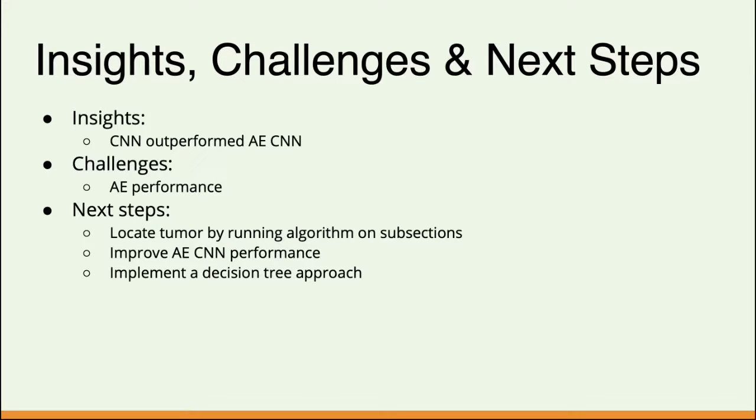Insights, challenges, and next steps. An insight we weren't expecting was that our convolutional neural network model outperformed our autoencoder plus convolutional neural network model. This brings with it a challenge: we want to improve our AE performance and are surprised that it didn't do as well as we had expected. So our next steps are to locate the tumor within the brain by running the algorithm on subsections of the MRI scan, and to improve our autoencoder convolutional neural network performance.